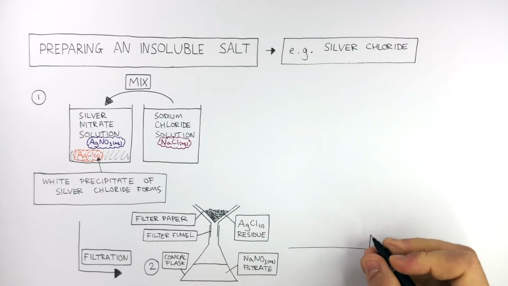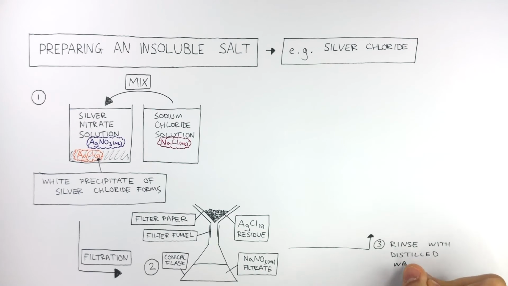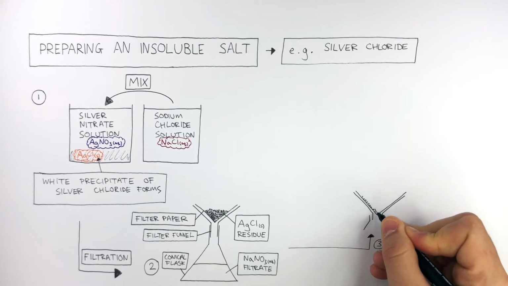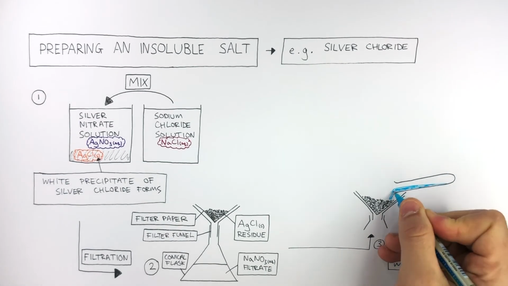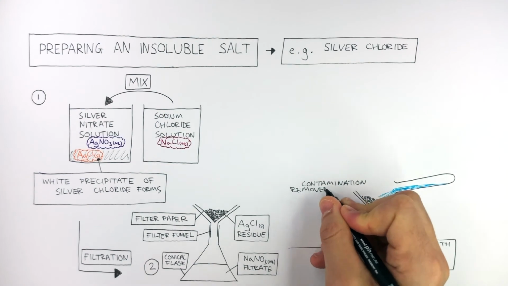In the next step, the silver chloride precipitate is then rinsed with distilled water. So here I'm drawing the top of the apparatus where we can see the silver chloride precipitate is rinsed with distilled water. So distilled water is poured onto the silver chloride precipitate so that the contamination can be removed.